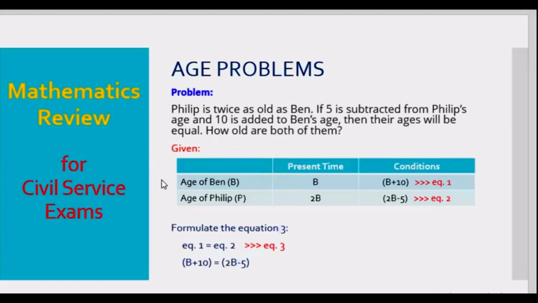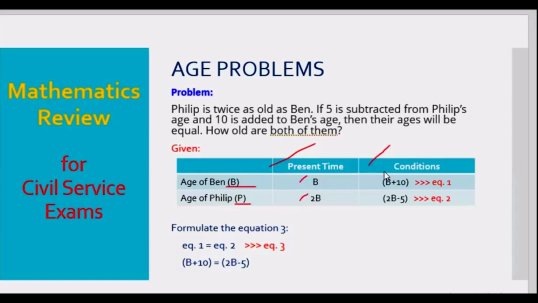So, from the given problem, I have come up with this table. We have two different times: the present time, and the other one is a condition. We will assume the age of Ben is letter B, and the age of Philip is letter P. At present time, the age of Ben is B, and the age of Philip at present time is twice Ben's, so it is written as 2B.